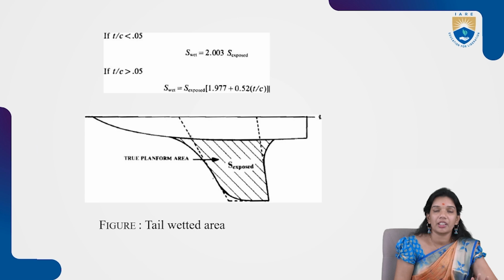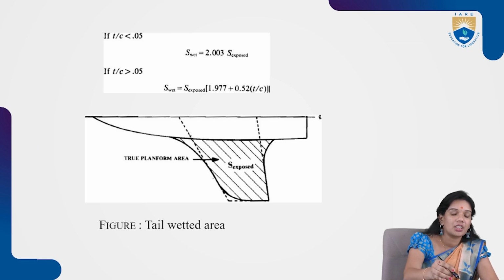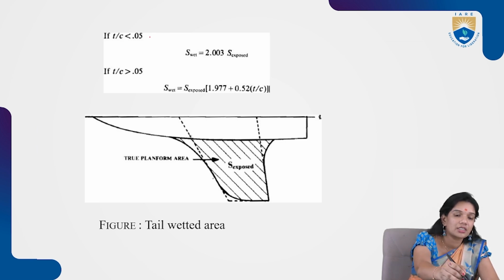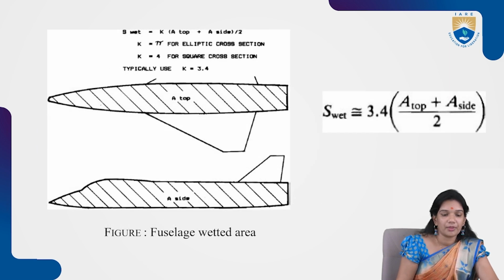Regarding these wetted areas, we have discussed them in the numerical approach, right? When we were trying to estimate the takeoff weights, we calculated the S wet. So for the thickness to chord ratio, if it is less than 0.05, then my S wet is going to be 2.003 times the exposed area. If the thickness to chord ratio is greater than 0.05, then the formula is going to be this way. Okay, so also the fuselage wetted areas. All these are the different approaches to calculate it.